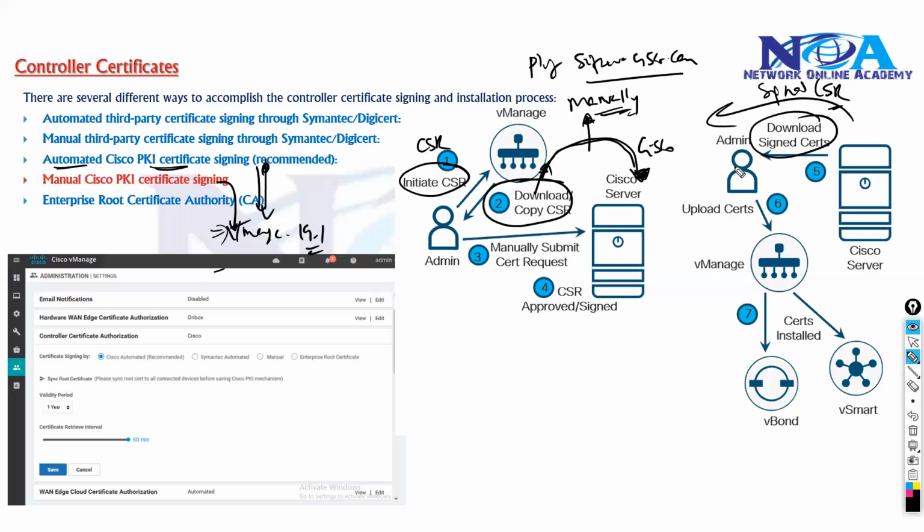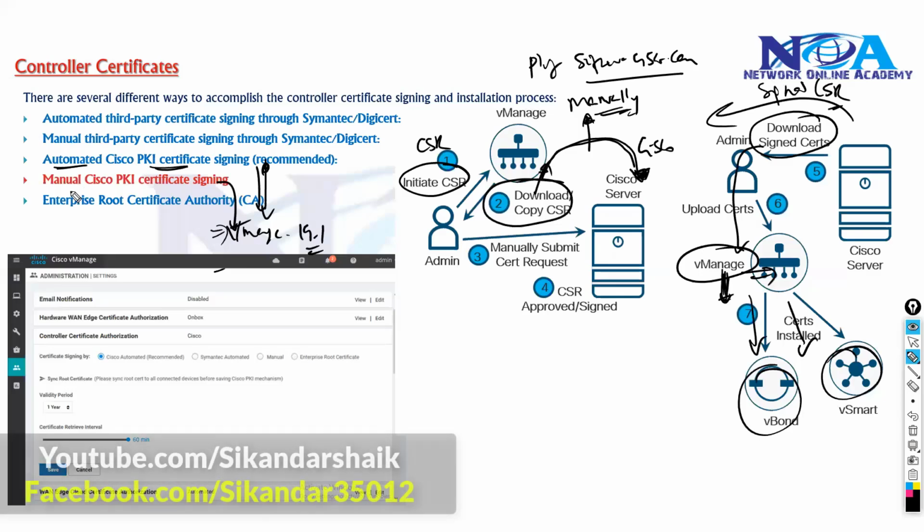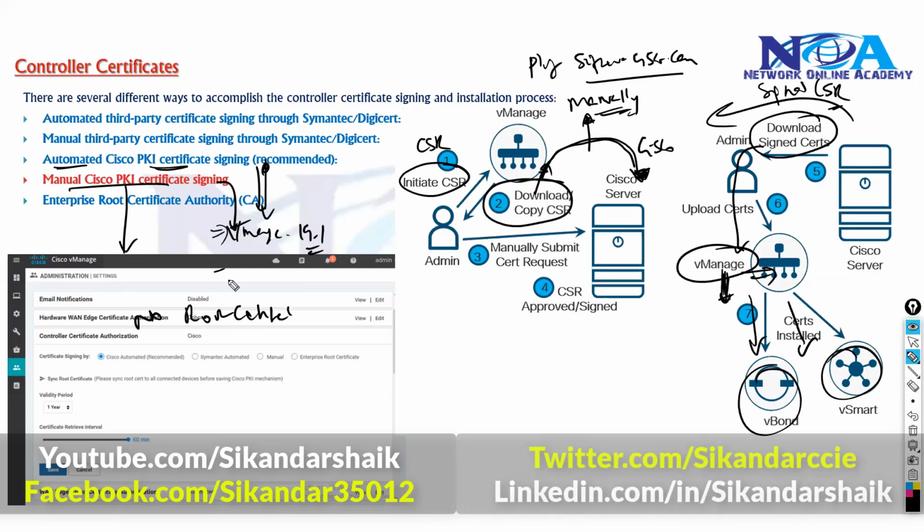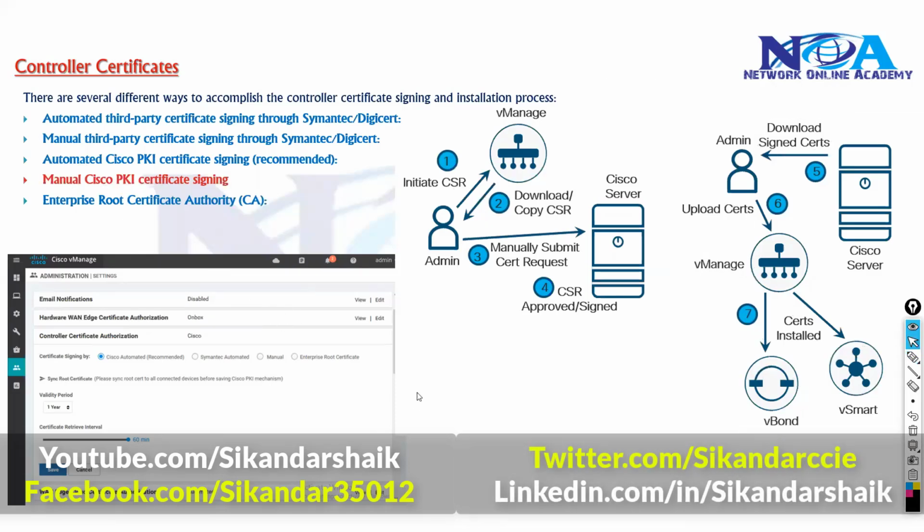Once the signing is complete, the certificate will be downloaded to the vManage by the administrator. Again, this process we have to do manually. Then the vManage is going to install this certificate back onto the other controllers. Mostly the certificate installation is done from the vManage to vBond and vSmart. In the enterprise CA, which we'll be using, the same thing happens. Again, in this option also, there is no need for a root certificate because the root certificate is by default installed on each controller.